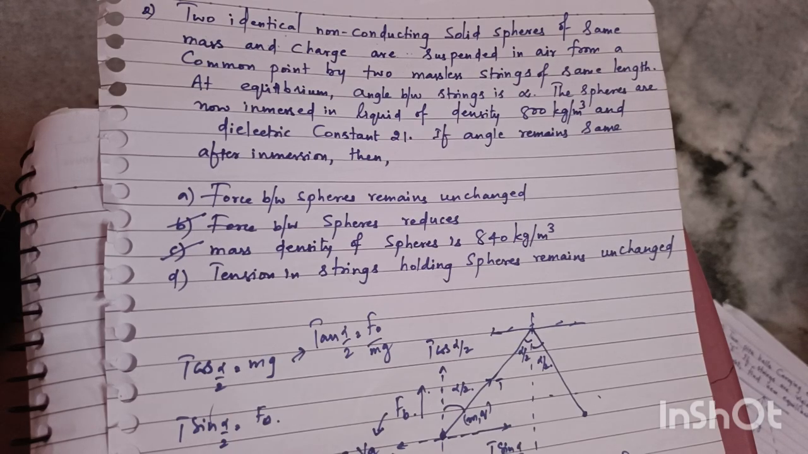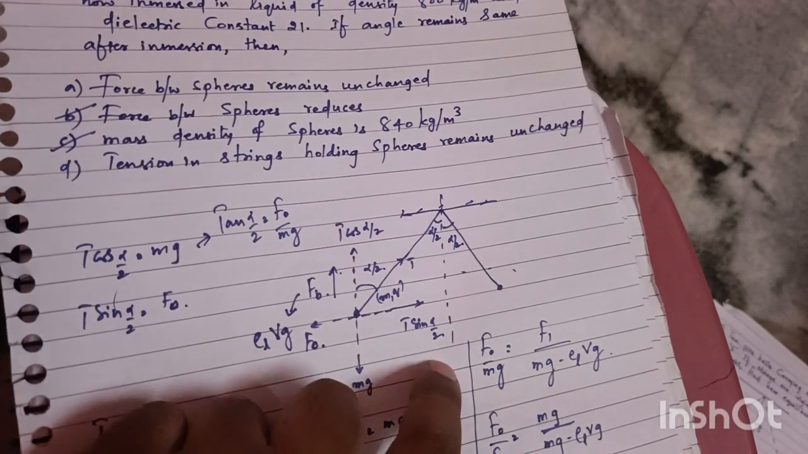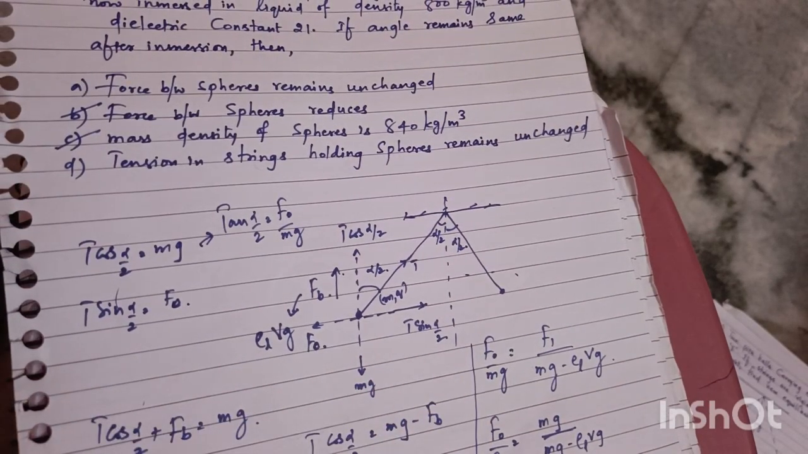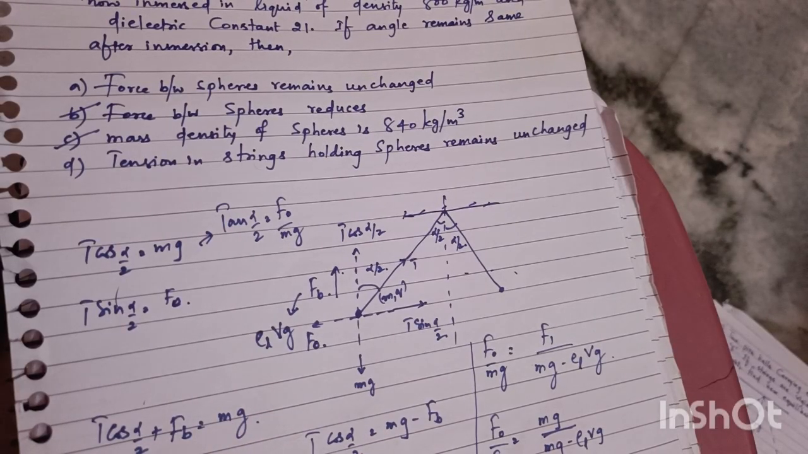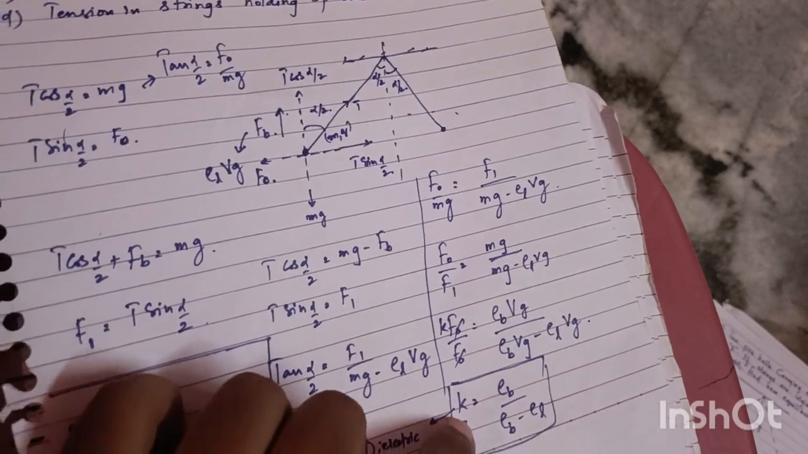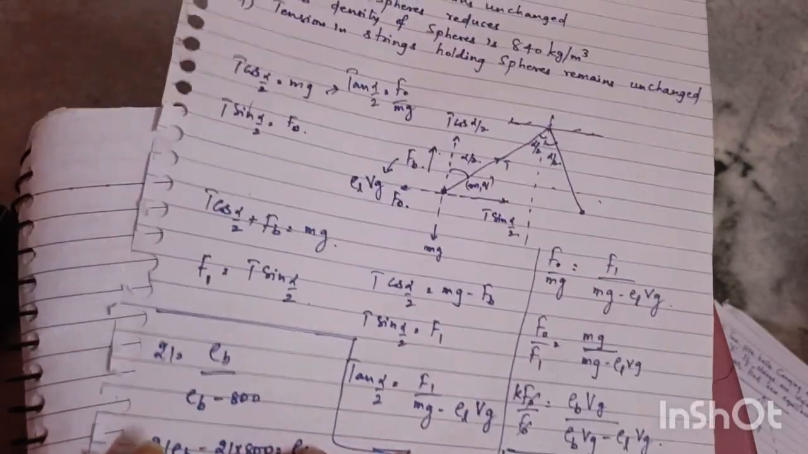Okay, so this is an example. There is also a PYQ by the way, Advanced I guess. This is this kind of model. When they immerse this charge setup, they introduced some dielectric medium. Then what is the relation between dielectric constant and density of the body and liquid?